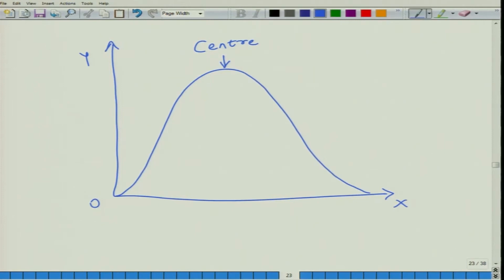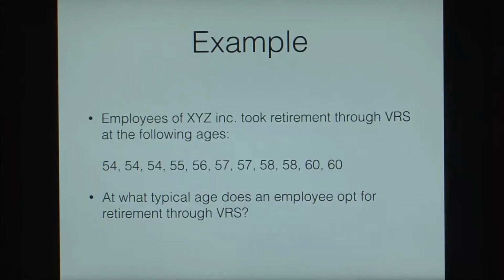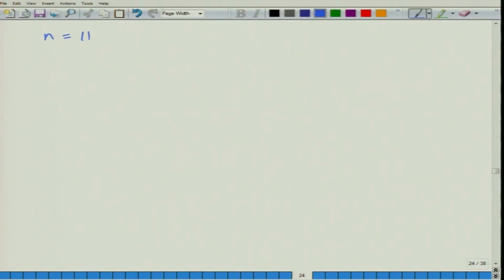Now, let us look at this in more detail with an example. As you can see on your screen, employees of XYZ Incorporated took retirement through VRS, the voluntary retirement scheme, at the following ages: 54, 54, 54, 55, 56, 57, 57, 58, 58, 60 and 60. At what typical age does an employee opt for retirement through VRS? Essentially we have n equal to 1, 2, 3, 4, 5, 6, 7, 8, 9, 10, 11, so we have 11 people.